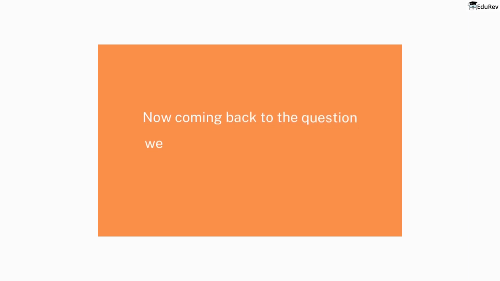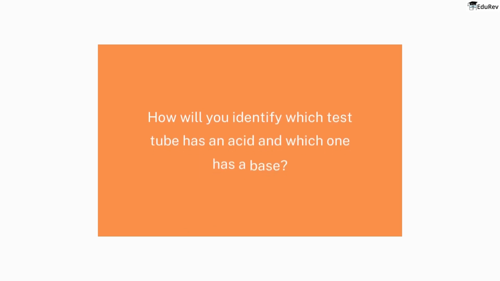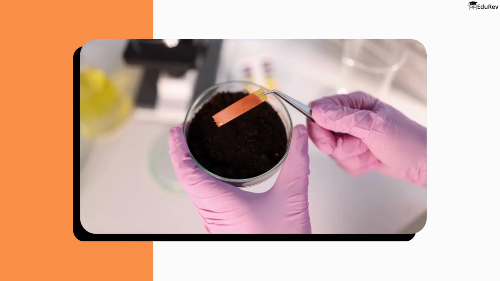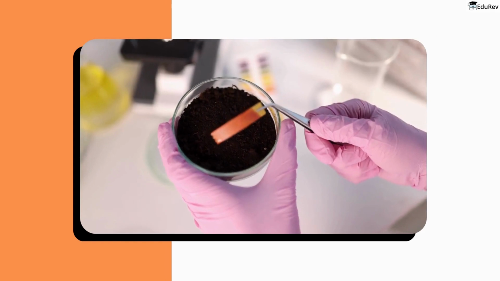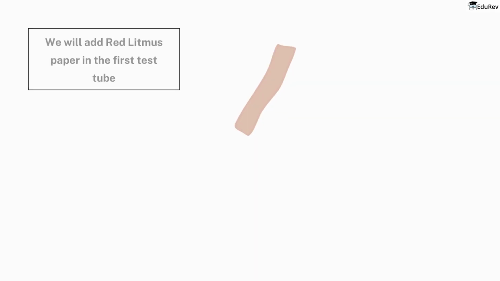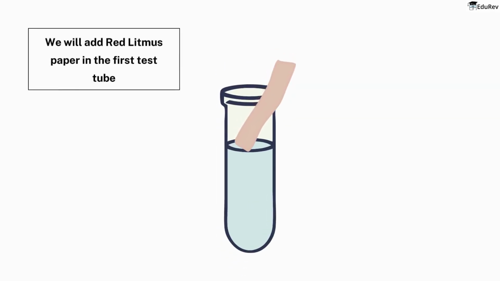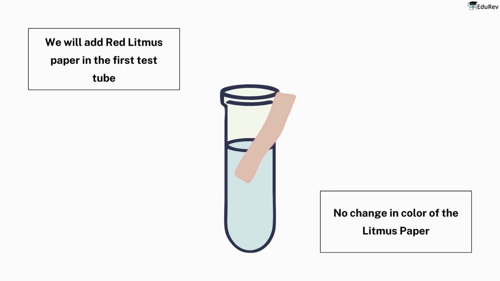Now coming back to the question we asked you in the beginning of the video. How will you identify which test tube has an acid and which one has a base? Yes, we will use the litmus papers to do so. So let's discuss it in detail. In the first test tube we will add a red litmus paper. We will see that there is no change and the color of the litmus paper remains red.